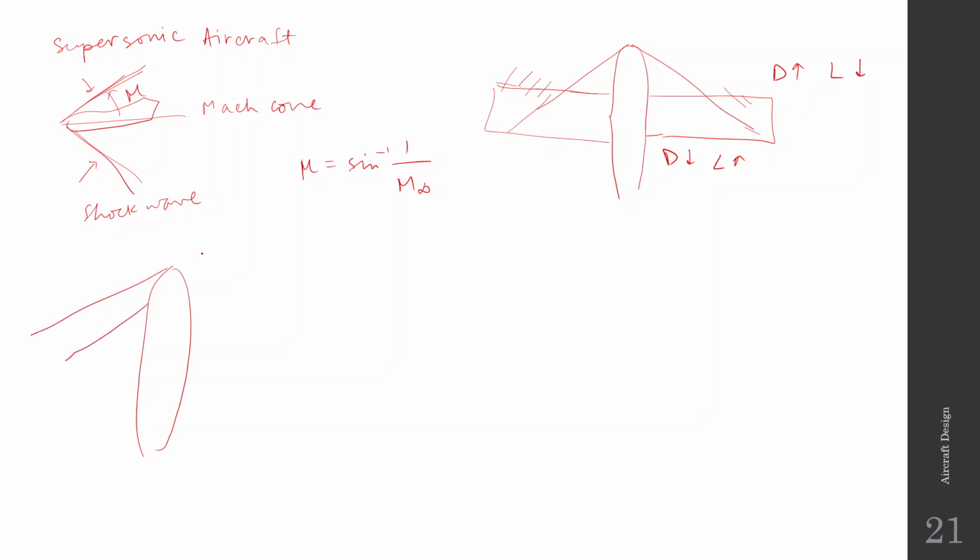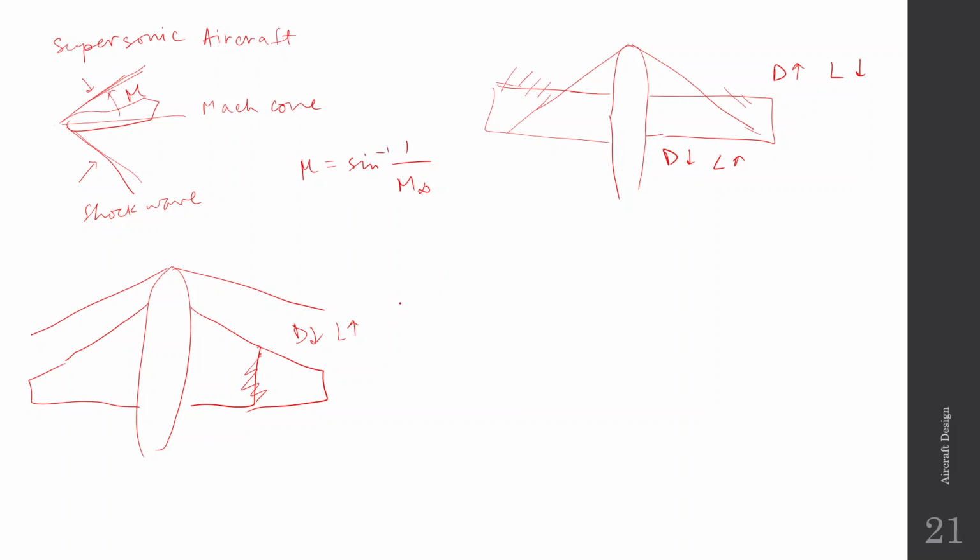If this is the Mach cone, then we can sweep the wings back. In this way, the whole wing stays within the Mach cone, and we do not suffer the lift and drag penalties. So drag is lesser and lift is higher. But this cannot be done indefinitely. This can only be done up to a point.